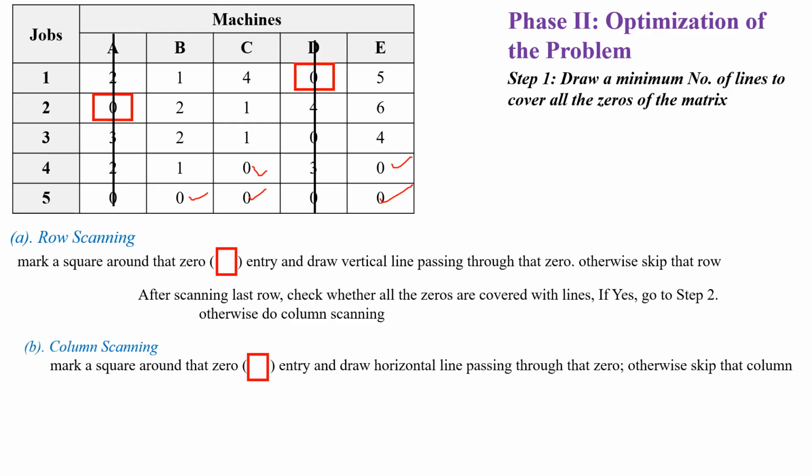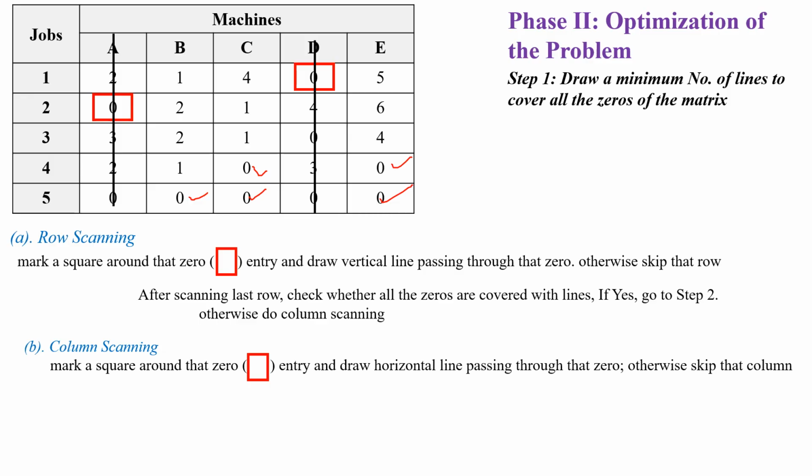In the column scanning, start with the first column and observe the column. If there is only one zero in that column, then mark a square around that zero and draw a horizontal line which is passing through the zero. If more than one zero exists in the column, then skip that column. So the first column was already removed in the row scanning.